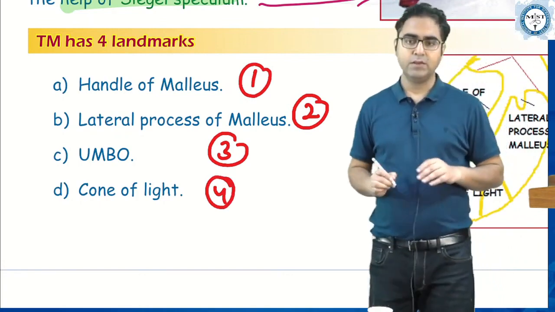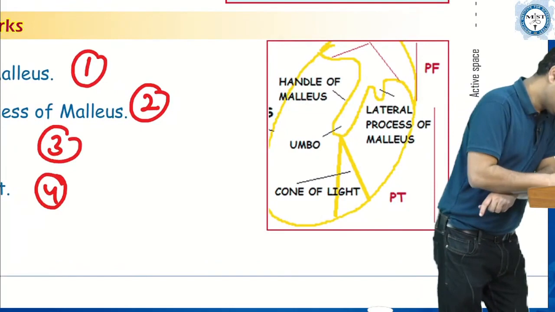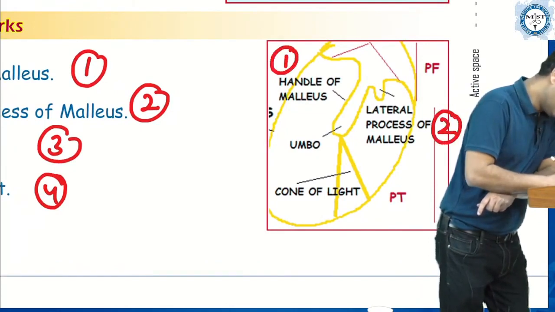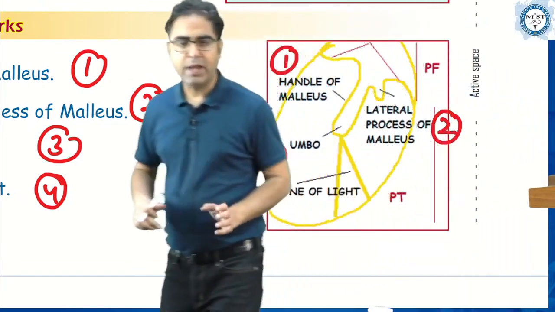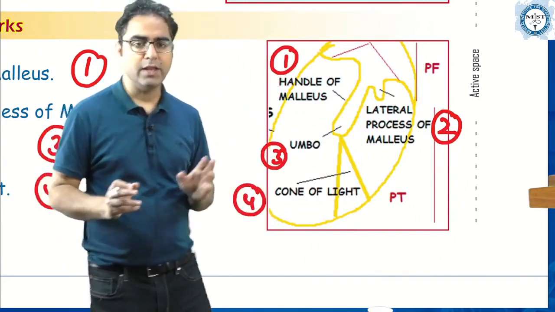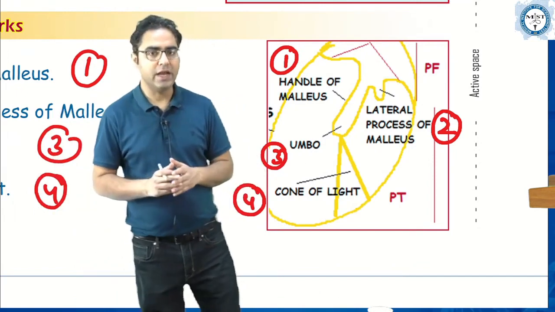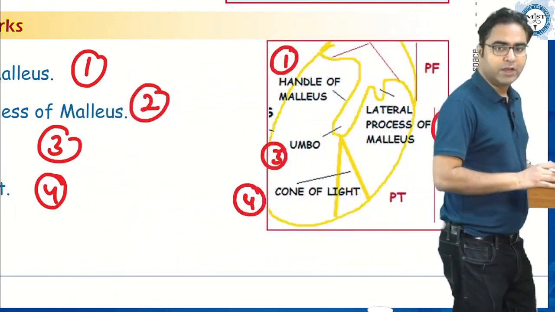Okay, fine. Can you see in this diagram also, he has drawn the handle of the malleus, number 1. Number 2, lateral process of malleus. Number 3, umbo. And number 4, cone of light. Handle of malleus, can you please be sure? Is it clear? Yes. Lateral process of malleus is clear? Yes. Number 3, umbo is clear? Yes. And cone of light is clear. Is it clear to all?